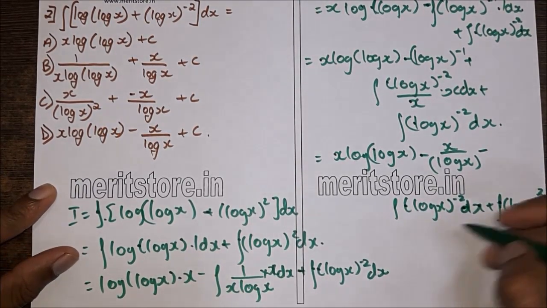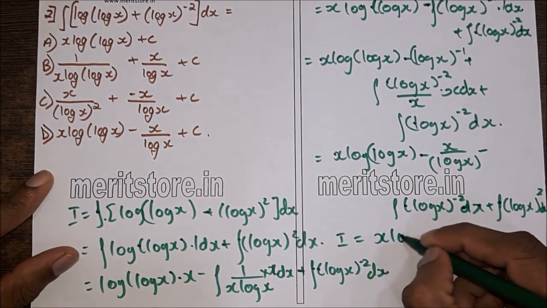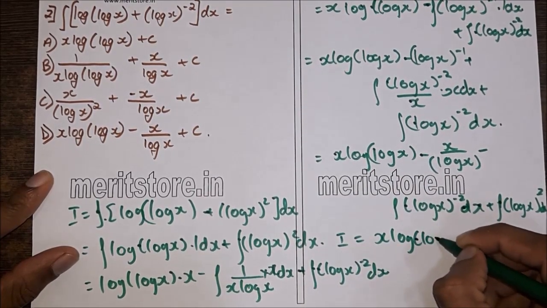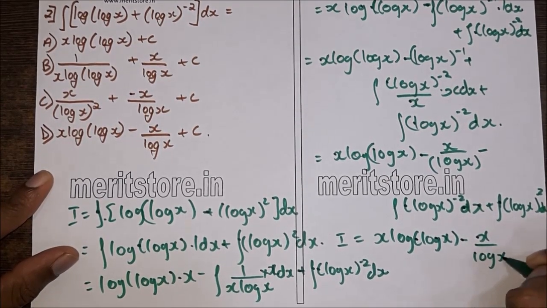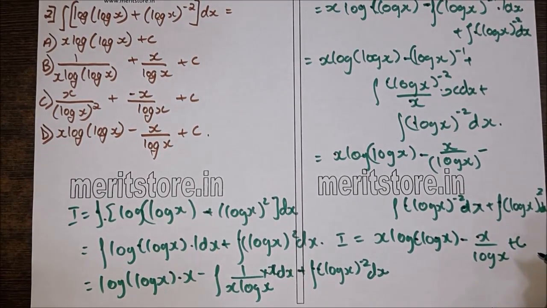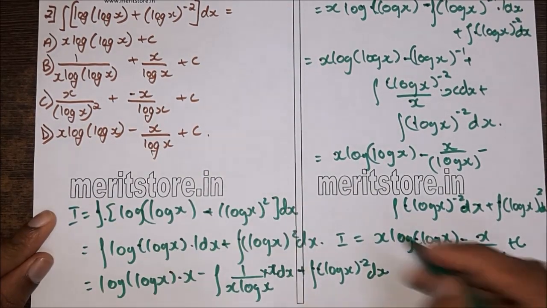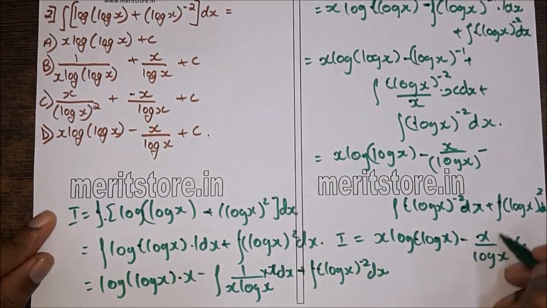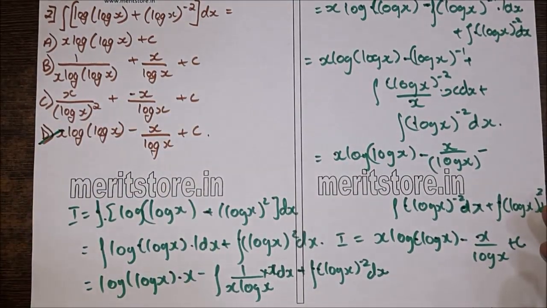Further, we get I equal to x log log x minus x upon log x plus c, which is our option, if we see, it matches with D, that is x log log x minus x upon log x plus c. Therefore, option D is the correct answer.